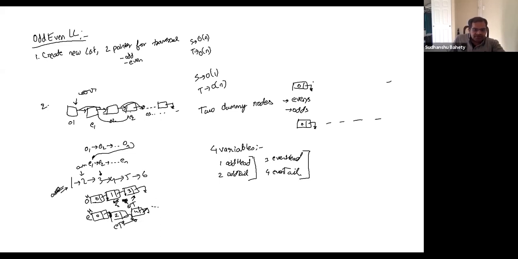So this even tail and odd tail are always at the end of the linked list. As and when the values are coming, we are storing the last known value and using that to add other values to the list as well. Is this clear? Yeah.